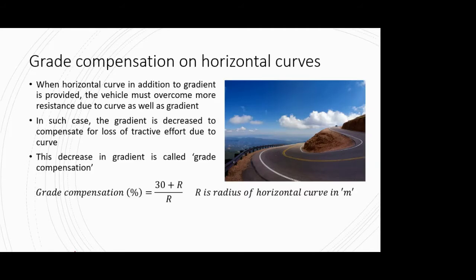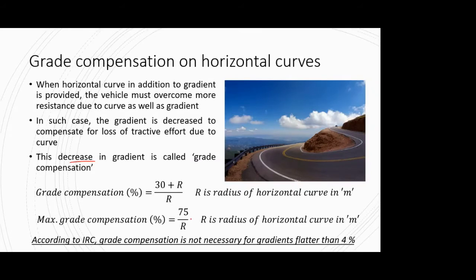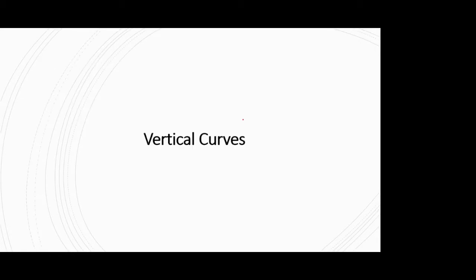And then we ended our lecture with the grade compensation. That is nothing but, in case of an up gradient plus a horizontal curve, your vehicle has to overcome both the resistances. So in that case, the gradient is compensated or decreased a bit using the formula of 30 plus R upon R, where R is the radius of the horizontal curve, and the maximum limit for that compensation is 75 by R. We had seen a small numerical also related to it. So this is what we covered in the last lecture.